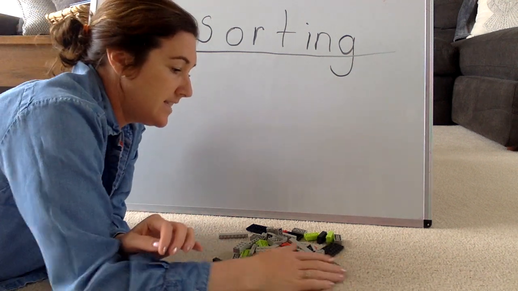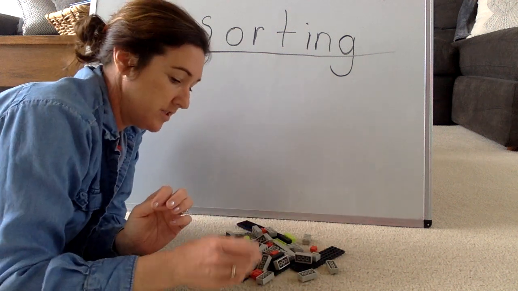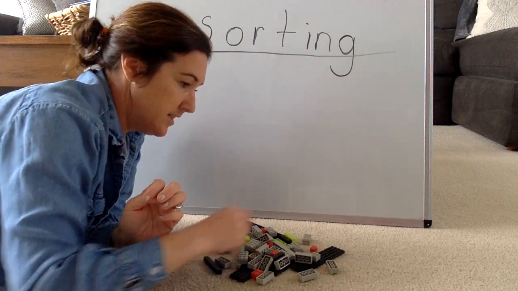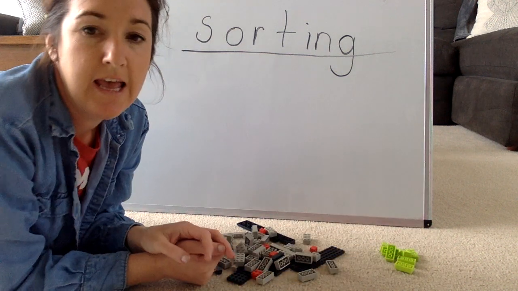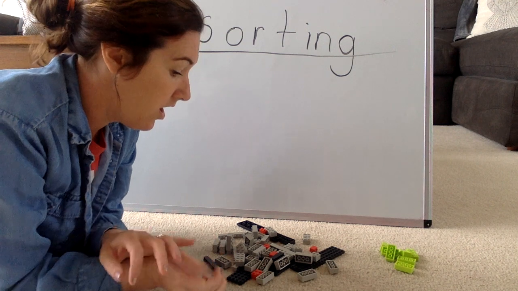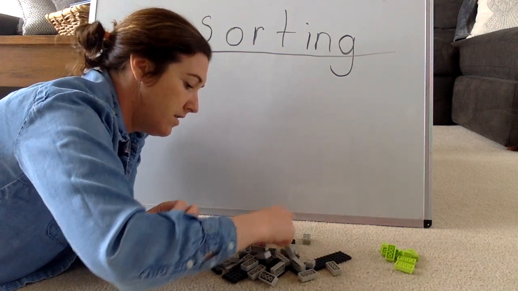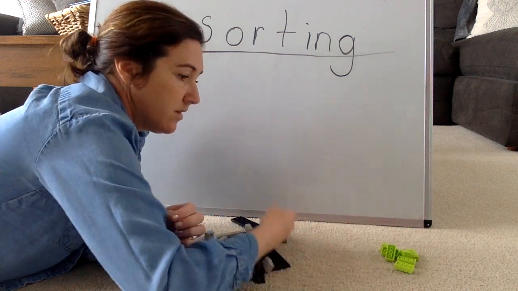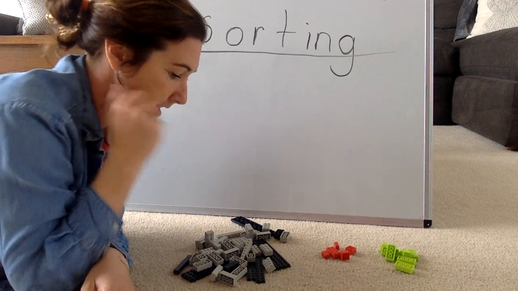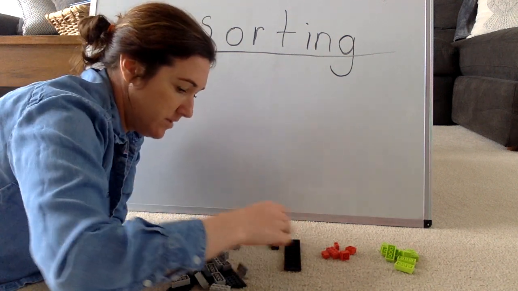So let's see here. I think I'll put the greens over here. So I'm going to start pulling greens. And there's some greens. And let's see here. Oh, I see some reds. So I'm going to pull some reds out. There are the reds. Let's see. Oh, I see lots of black Legos. Put these in the middle.